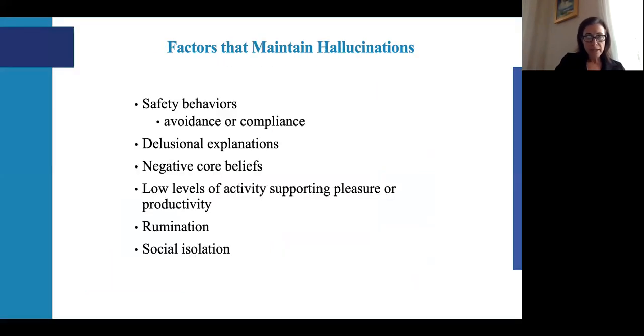So, other things that maintain hallucinatory experiences. We talked about avoidance or compliance. A delusional explanation for the hallucinatory experience can often maintain it. The more need for closure that the person has, the more crystallized that delusional explanation is going to get, and perhaps the more conviction the person is going to have in that delusional explanation.